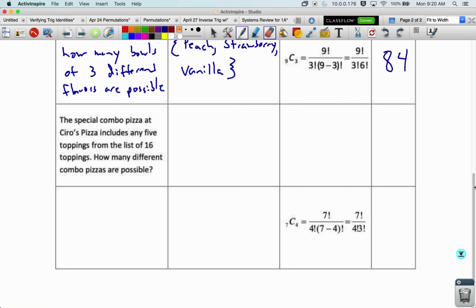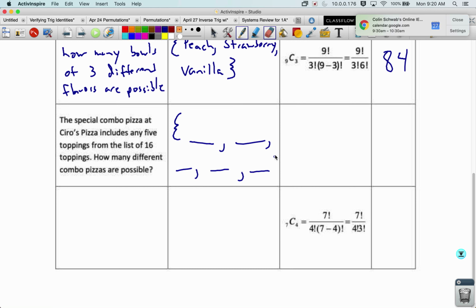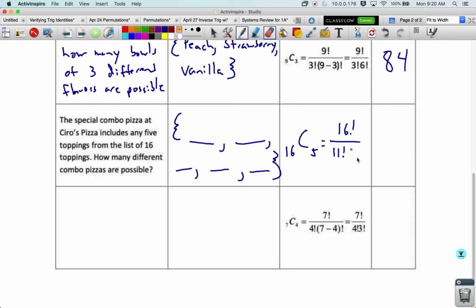All right, Ciro's Pizza includes any 5 toppings from the list of 16 toppings. How many different combos of pizza are possible? So I'll let you come up with this one as long as you have 5 toppings. So 1, 2, 3, 4, 5. All right, the math for this would be there's 16 possibilities. So 16 choose 5. This can equal 16 factorial over, so we need to split it into the 11 you don't choose and the 5 you do choose.